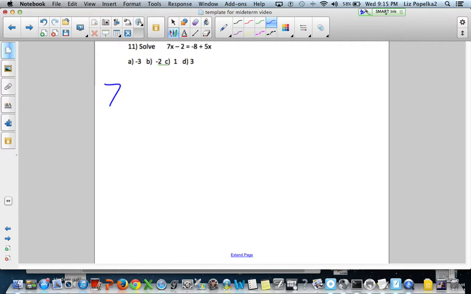Number 11, just plain old solving it. I like rewriting them a little bit bigger so I have more room. Draw my little river right here. So I've got x's on both sides of my equal sign. I got to get rid of one of them. Doesn't matter which one I get rid of, but I prefer to get rid of the smaller one just because I feel like it's easier to deal with negatives.